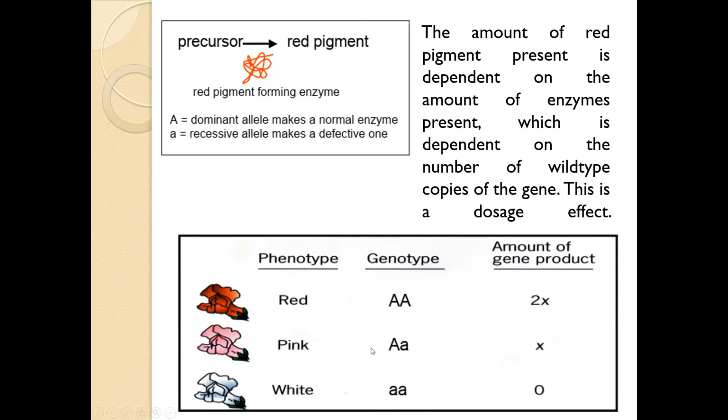But in the heterozygous condition, the capital A, the dominant allele, is able to produce half of the gene product compared to the homozygous one. So in the heterozygous, half of the gene product is produced, and in the recessive case, no gene product is produced. That is why in a heterozygous condition, they will produce a pink phenotype. This is caused by the dosage effect. The amount of protein is directly proportional to the amount of product.